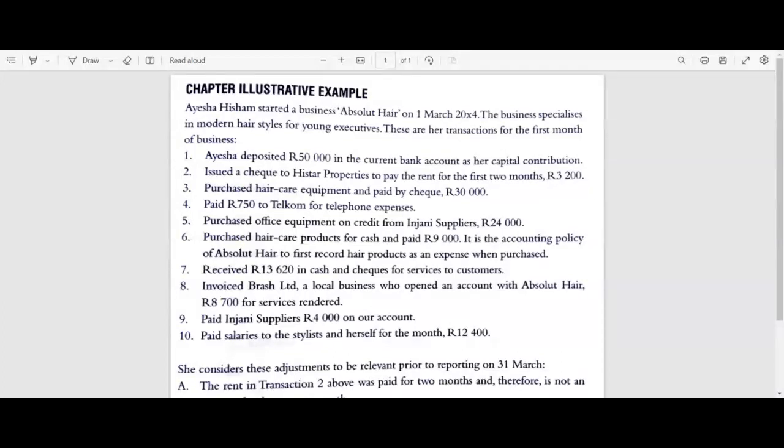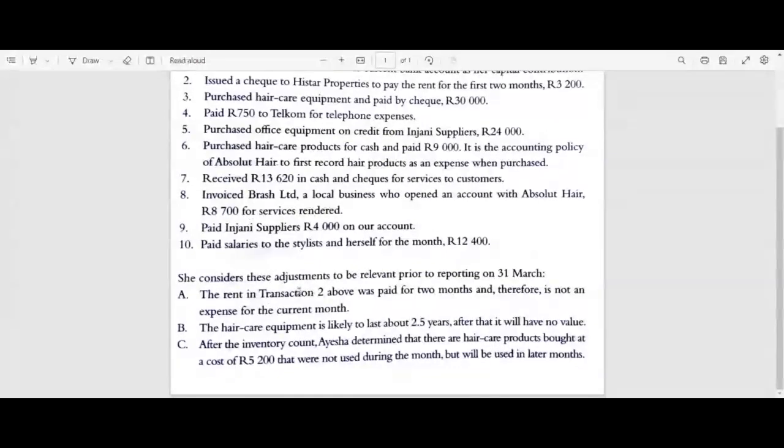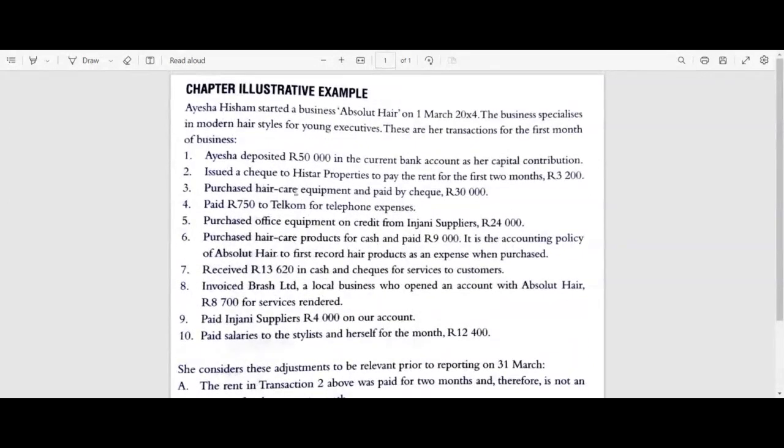Those are just things that we should think about when we read through the question. Then they say, and these are the 10 transactions that we need to go through, and there's also some additional information that may or may not require some adjustments. So let us just look at the transactions first.